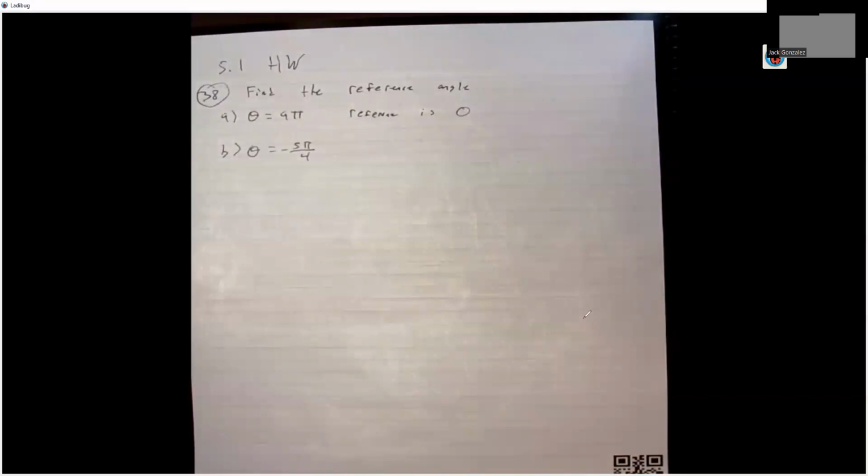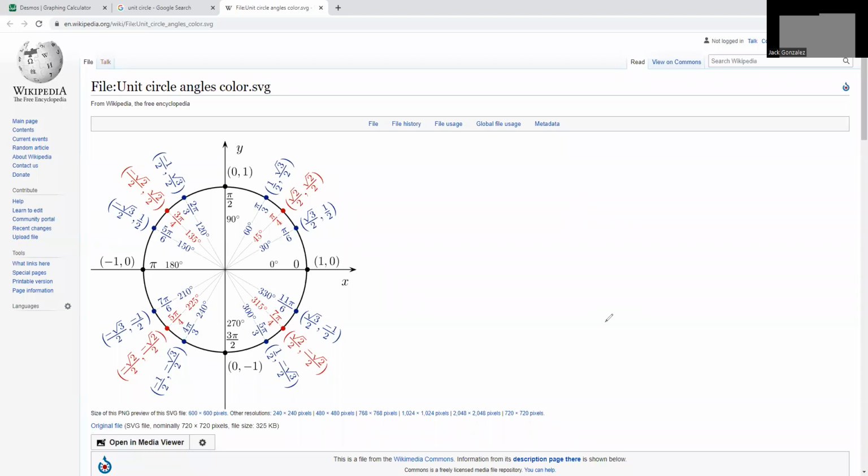So, where is that on our circle? Is that a known angle? I think we should add 2 pi to bring it to the circle. Negative. Right there in the red. 225. Negative. Yeah. What quadrant is that? Third quadrant, yeah.